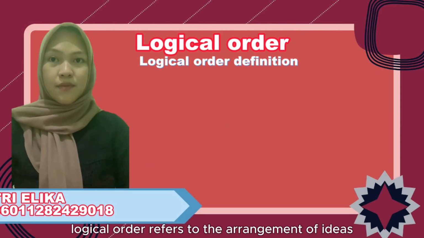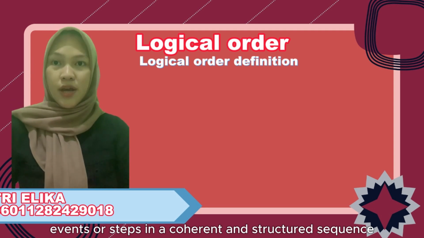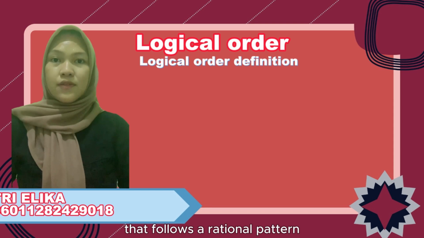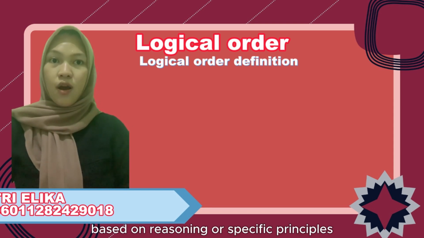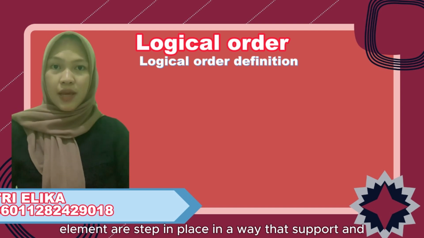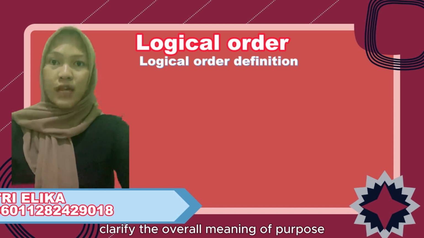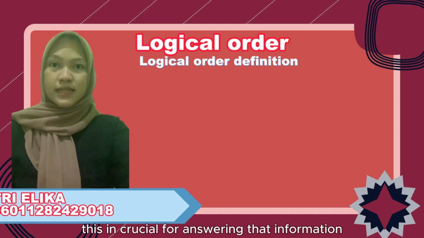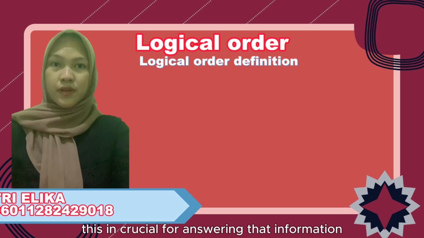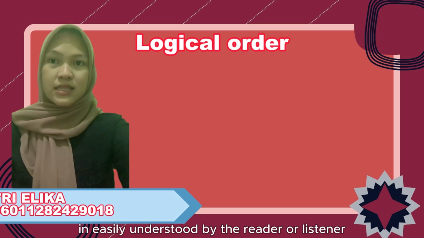Logical order refers to the arrangement of ideas, events, or steps in a coherent and structured sequence that follows a rational pattern based on reasoning or specific principles. In a logical order, each element or step is placed in a way that supports and clarifies the overall meaning or purpose. This is crucial for ensuring that information is easily understood by the reader or listener.